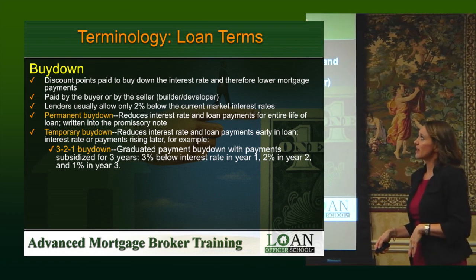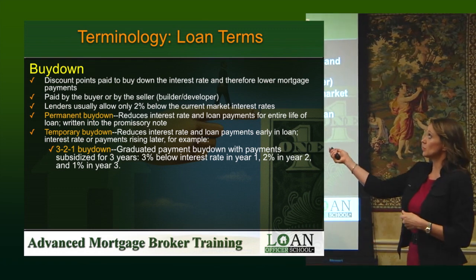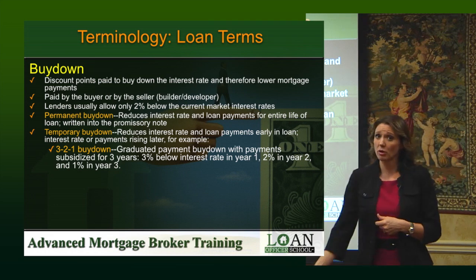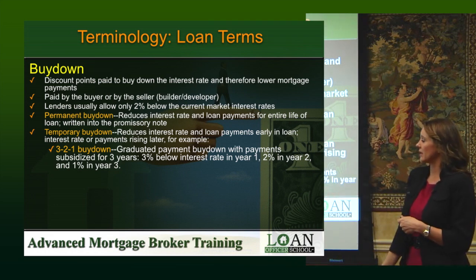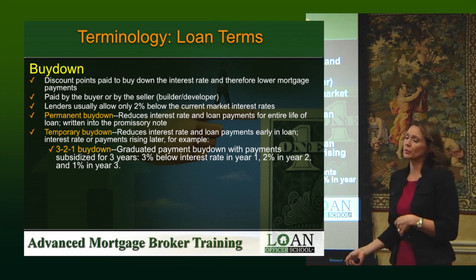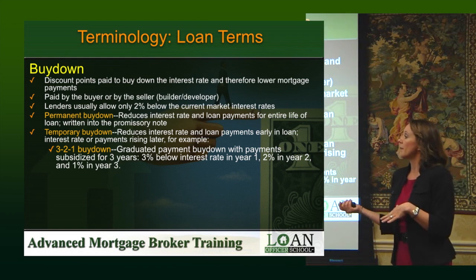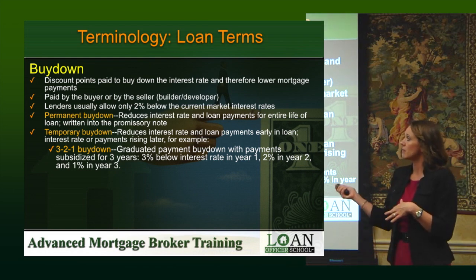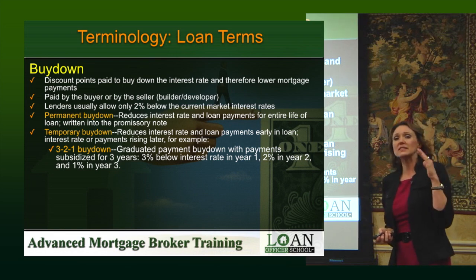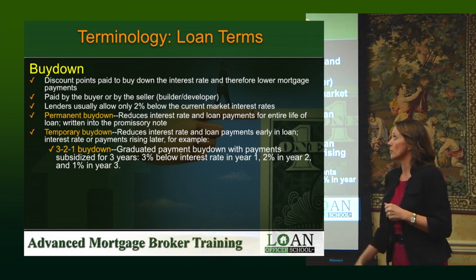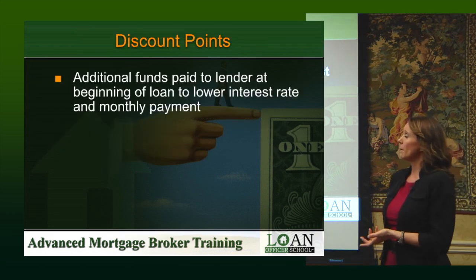We actually already talked about that a little bit earlier. This again is where you are buying it down on a temporary basis, or you can do it permanently. Temporary buy downs are the ones where you're going to get a bigger drop in the rate and the payment, but it's going to be for a shorter period of time. A permanent buy down brings down the rate and the payment a little bit, but it's going to last the entire term of the loan.